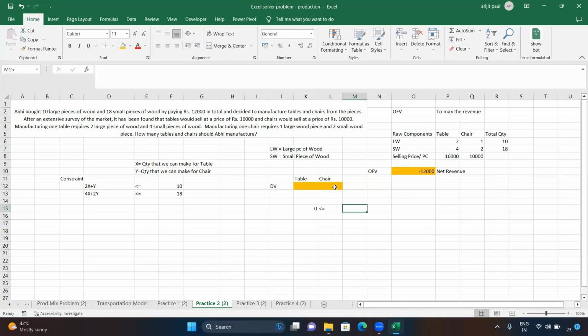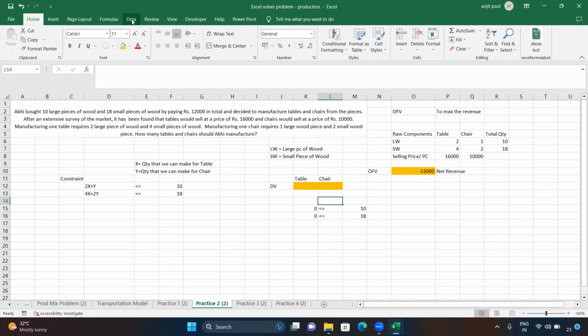Should be less than equals to how much? 10. For the next line also we can mention 4 multiply with quantity of table plus 2 multiply with quantity of chair less than equals to how much? 18. Okay. So our formula and the entire model is ready.